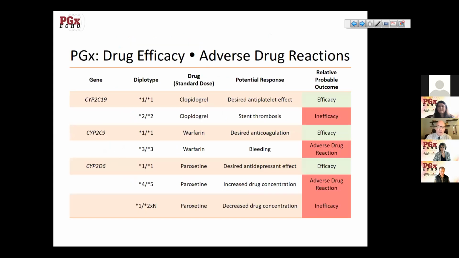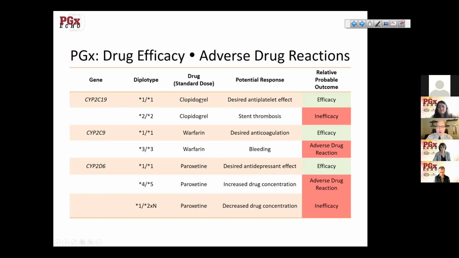So let's take a look at some specific examples here. On the left side of this table, we have metabolizing genes, drug metabolizing genes, pharmacogenes. We'll start with CYP2C19. Then we have the genetic part, the diplotype, one from mom, one from dad. And this is the star nomenclature. And I know that we will get into other ECHO sessions where this information is provided in greater detail, like resources and nomenclature and the like. But in this example, we have the star one, which results in a normal metabolizer phenotype.